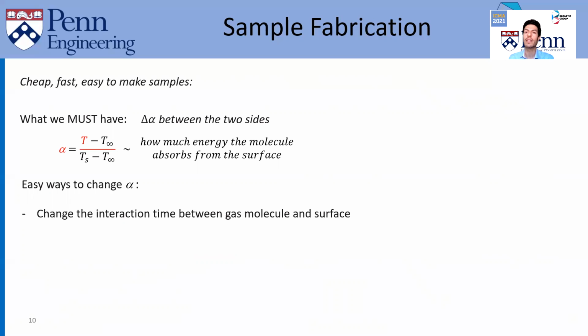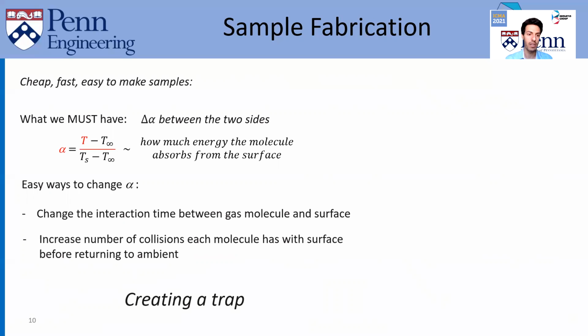The easiest ways that came to our mind is that first, change the interaction time between the gas molecule and the surface. If a gas molecule spends more time closer to a surface, it absorbs more energy from it. Second one was to increase the number of collisions a gas molecule has with the surface. And we call that creating a trap.